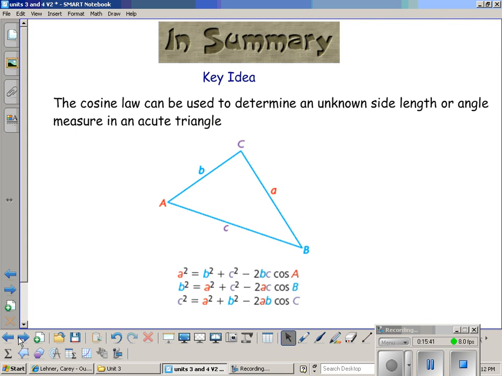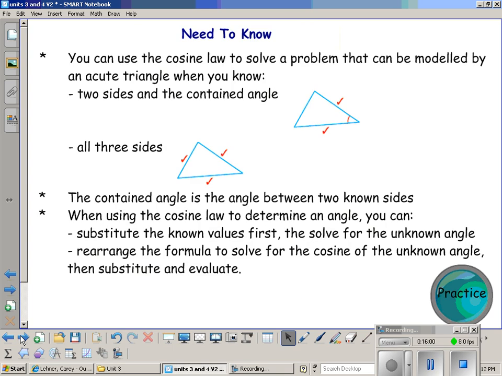All right, so to sum this up, the cosine law can be used to determine an unknown side length or angle measure in an acute triangle. The important piece of information is that you are given two sides and then either the side or the angle opposite the side depending upon what you are looking for. You can use the cosine law to solve a problem that can be modeled by an acute triangle when you know two sides and the contained angle or all three sides. The contained angle is the angle between the two known sides.